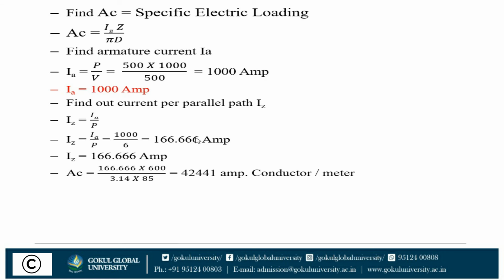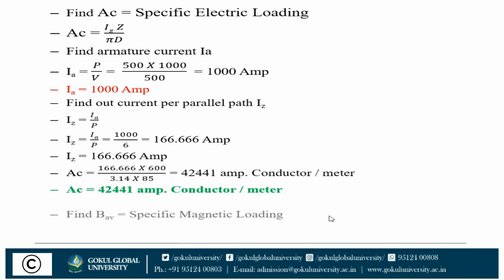AC is equal to, put the value of Iz, 166.666 multiplied by Z. What is Z? Z is the number of conductors, 600. Pi is equal to 3.14 and D is equal to 85. So what is the final answer of AC? 42441 ampere conductor per meter. This is your final answer for the specific electric loading. Right?